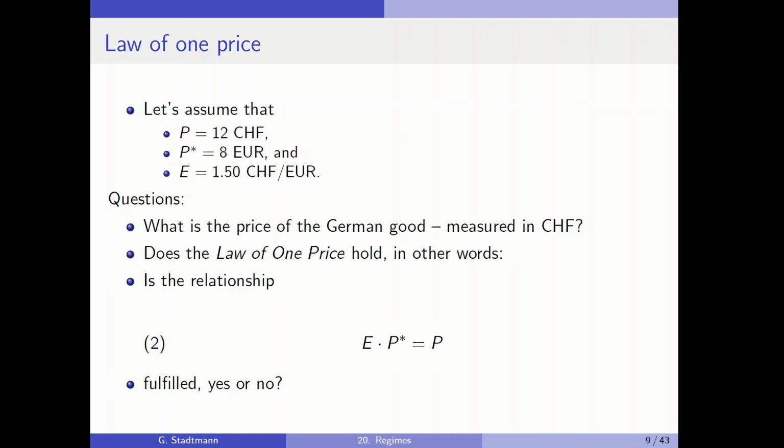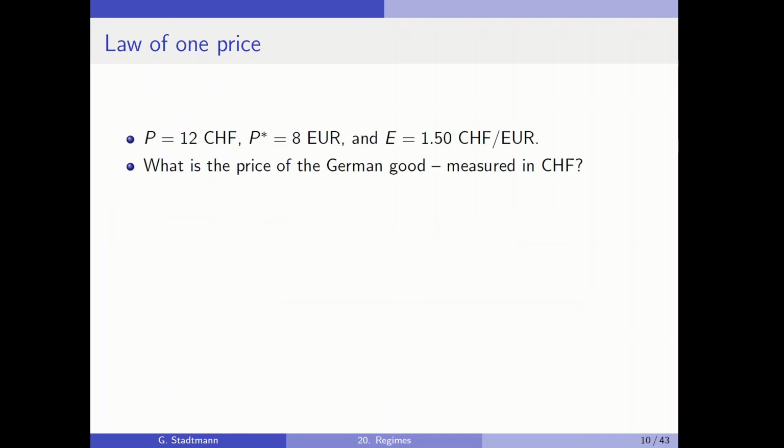The questions are as follows. What is the price of the German good measured in Swiss francs? And does the law of one price hold? In other words, is the relationship exchange rate times the foreign price level equal to the domestic price level? Is this relationship fulfilled? Yes or no? Let's perform the necessary computations.